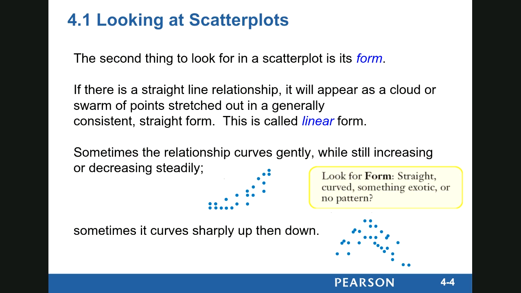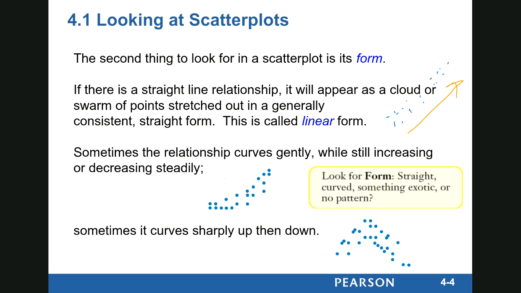So when we look at the scatter plot, we're interested in form. If there's a straight line relationship, it will appear as a cloud or swarm of points stretched out in a generally consistent straight form. This is called a linear form. So let me put some dots here to show you what I'm talking about. So if I had dots, and you can't really see it, but I'm trying to show a bunch of dots that are going basically in a straight line. So it's not curved, it's giving me a straight line. That's considered linear. There's no curve.